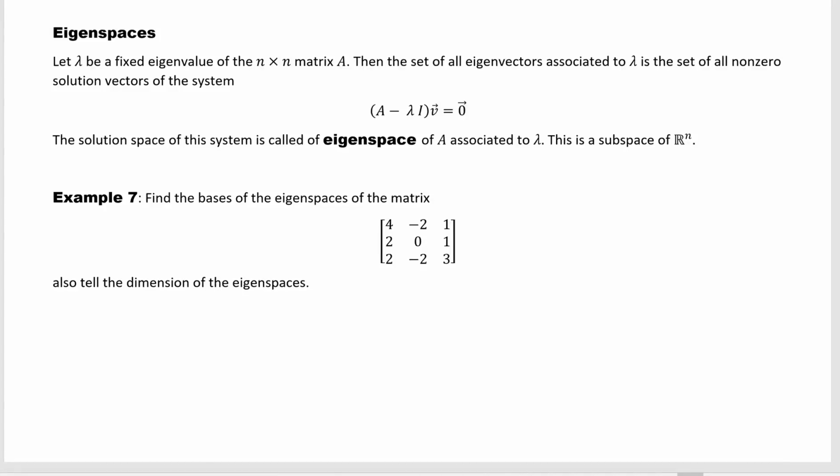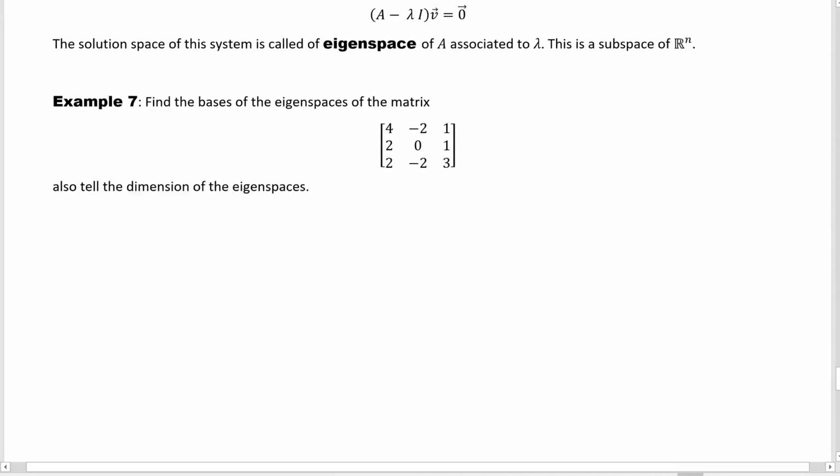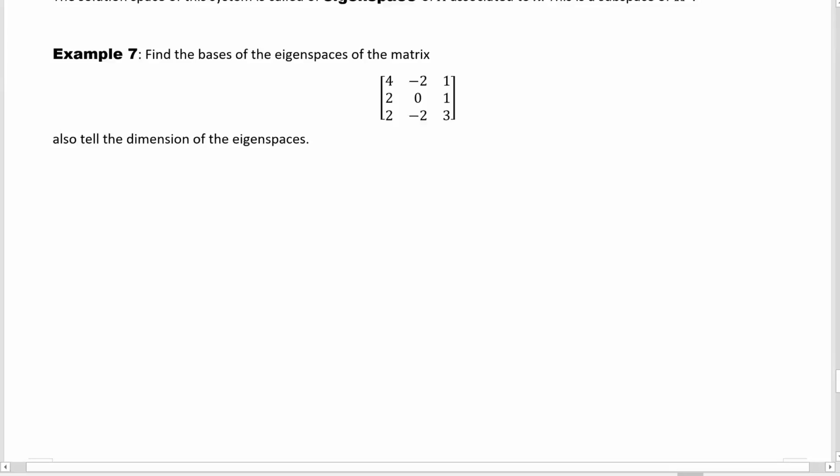Example 7. Find the basis of the eigenspace of the matrix and also tell the dimension of the eigenspace. Okay, so the basis of the eigenspace is the eigenvectors. So it's just a different way to ask us to solve the same thing. Okay, so let's do it. Start with A. Why don't you pause the video here and try to work on the problem? Okay, are you done? Let's check our work.